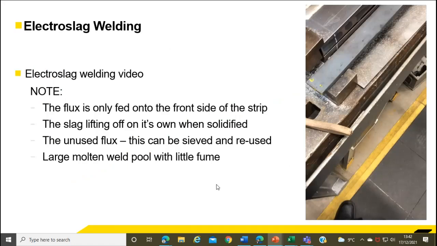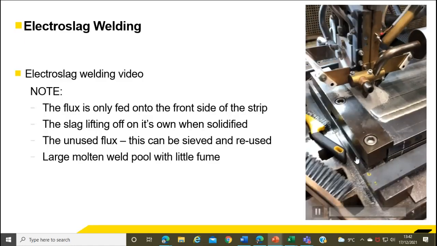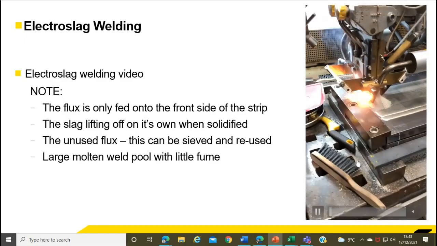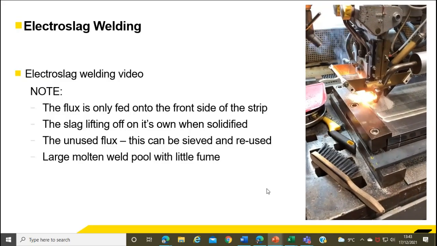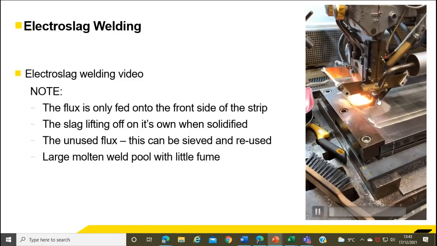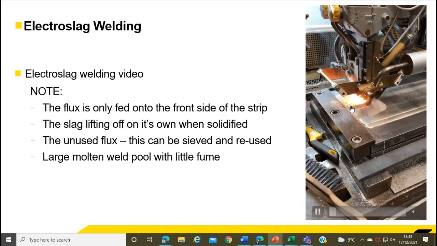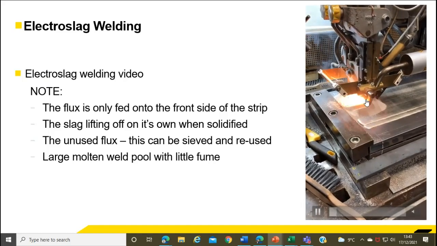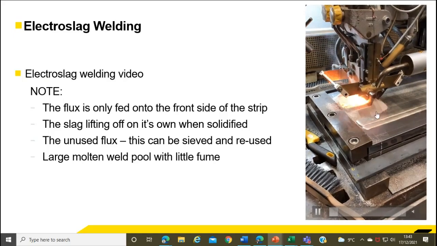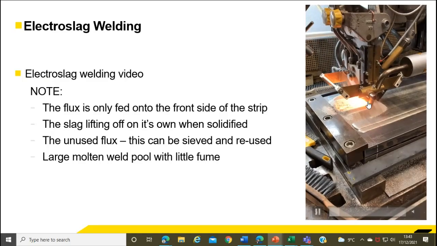I've got a little video now that I can show you, if you've not seen this process before. This is electroslag welding, done in the laboratory at ESAB. It's not a professional video, but it does illustrate what we're trying to show fairly well. You see that the flux has just been fed onto the front side of the strip. You see the size of the weld pool. Now you can imagine if you're going wider, twice the width of this, 120 mil, 150 mil, the weld pool is enormous.